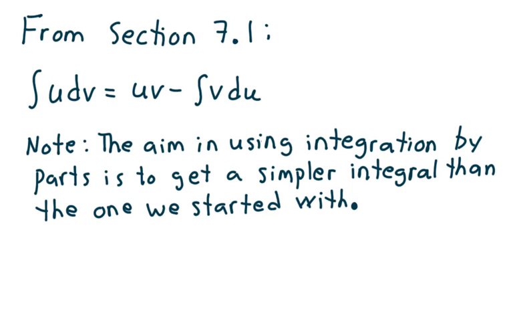Now, I want to give you an important note here. The aim in using integration by parts is to get a simpler integral than the one we started with. That's the ideal. So in other words, we want the integral of v du to be simpler than the integral of u dv. So I want to illustrate with the first example what I mean by that.